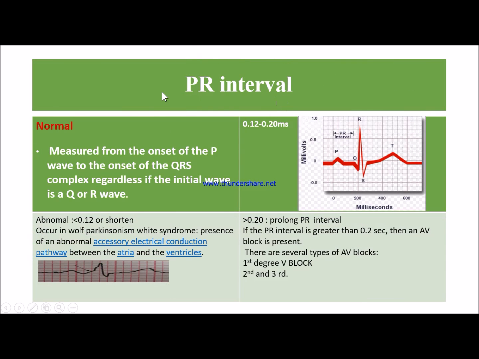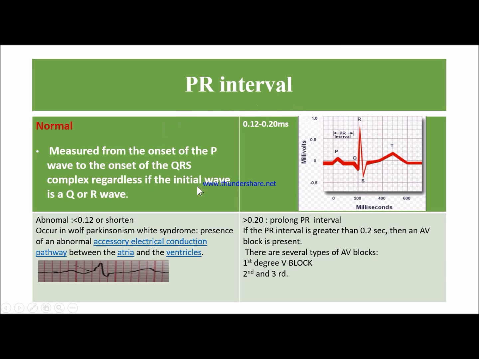Let's see about the PR interval. Normally it is measured from the onset of the P wave to the onset of the QRS complex. This is the onset of the P wave and the QRS complex. The normal duration is 0.12 to 0.20 seconds. If we count the small boxes, 1, 2, 3, 4, how much does each small box count as? We always count it as 0.04 seconds. So it's 4, 8, 12, 16 and 20. So it's 0.12 to 0.20.